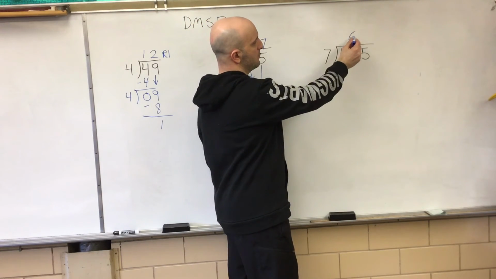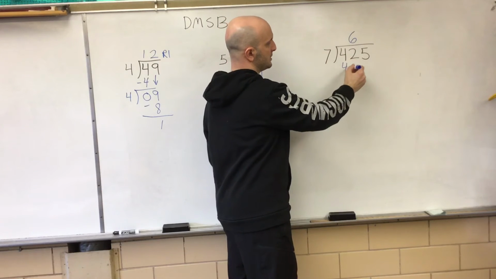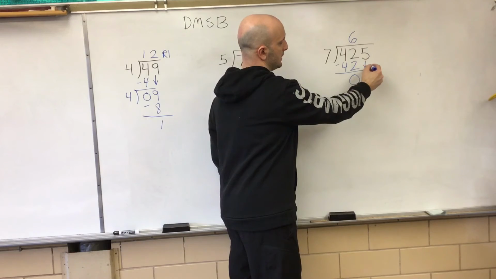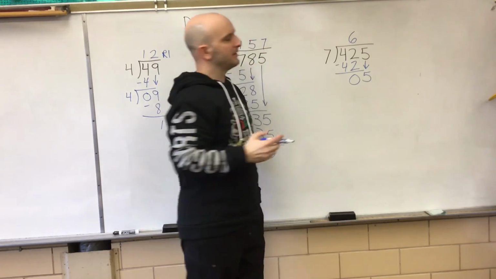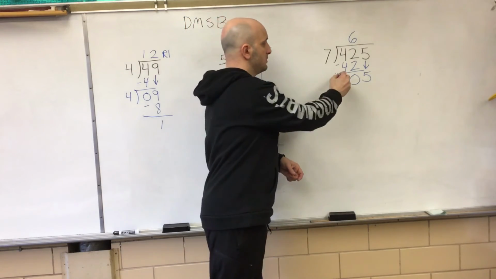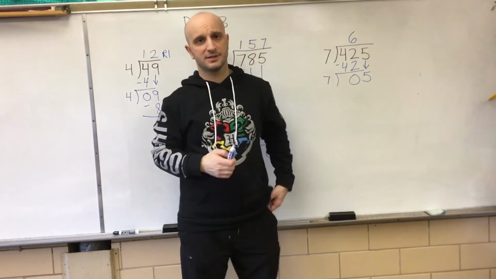Do your M step. You multiply. 6 times 7 is 42. We subtract. We get 0. And then we bring down the 5. But here we have a little bit of an issue because we just brought down a 5 and we cannot do 5 divided by 7 now.